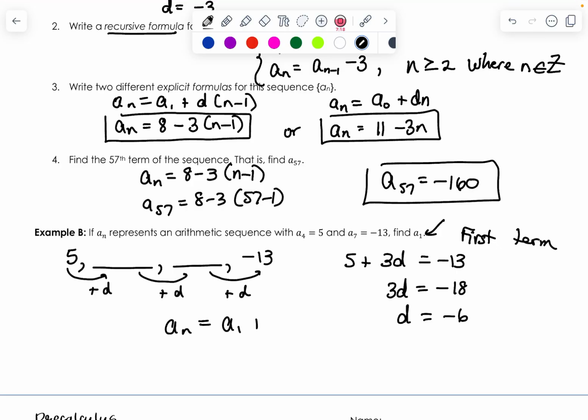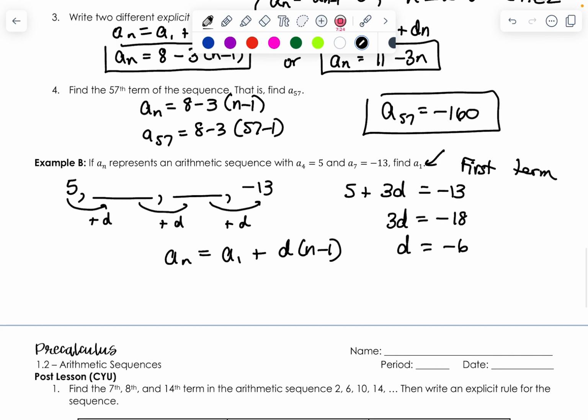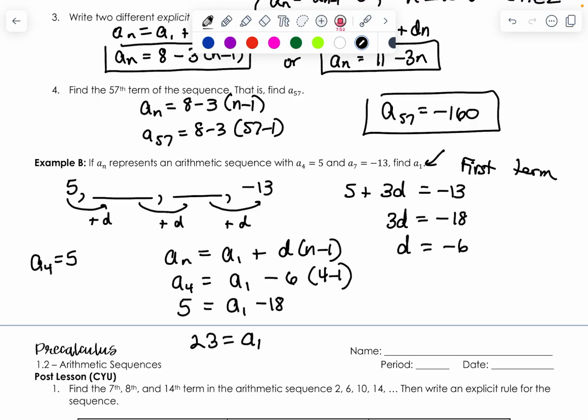But you could also do this. This is a sub n equals a sub 1 plus d times n minus 1. So if I pick, say, a sub 4 is 5, I'm going to say a sub 4. I don't know a sub 1. I'm going to change this to minus 6, and then that's 4 minus 1. But I know a sub 4. So that's a sub 1. Now that's minus 6 times 3, so that's minus 18. Adding 18 to both sides, a sub 1 is 23. All right, so that ends the notes for us. Thanks.